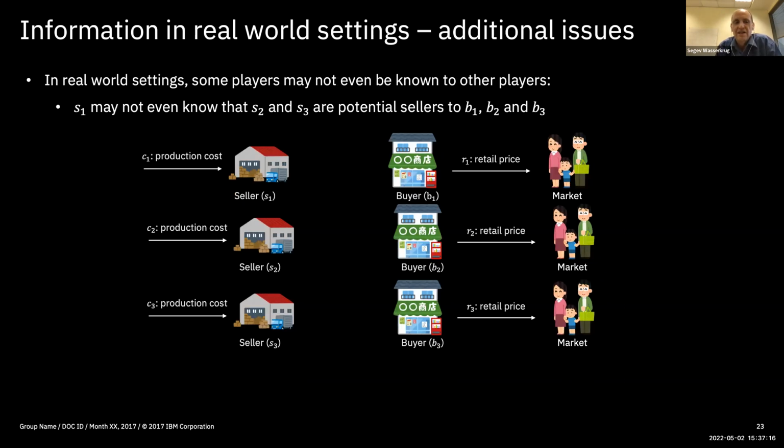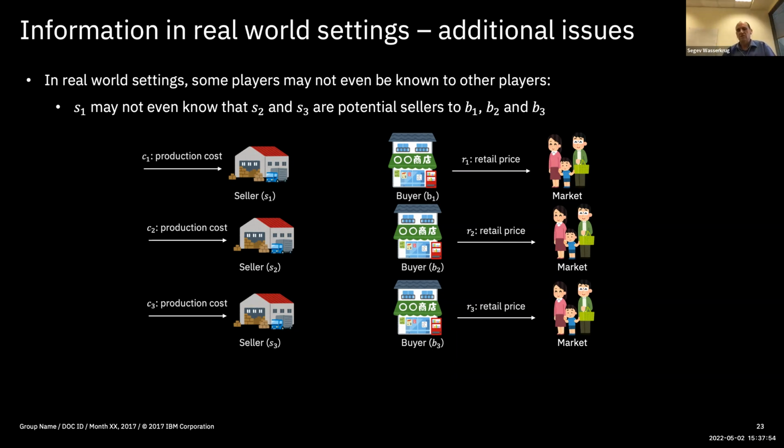There could be even more complex situations where, in some games, maybe some of the players are not even known. S1 may not even know that S2 and S3 are potential sellers to the same buyers. S1 probably knows there are other sellers, but does not know who they are, how many they are, and so on. So the type of information, or how to model G, or how to get the information from modeling G, is another issue here.